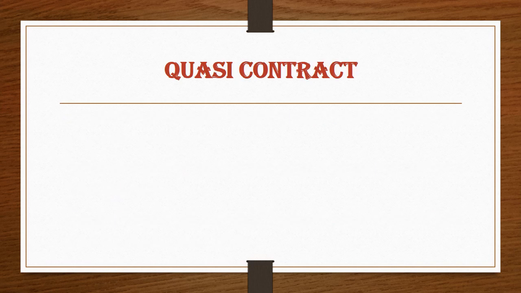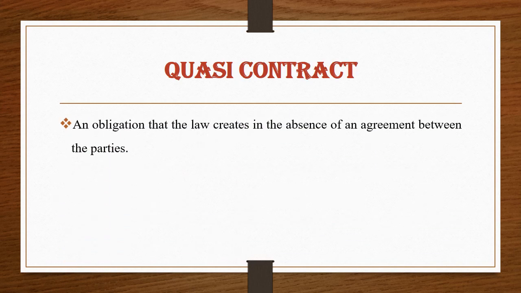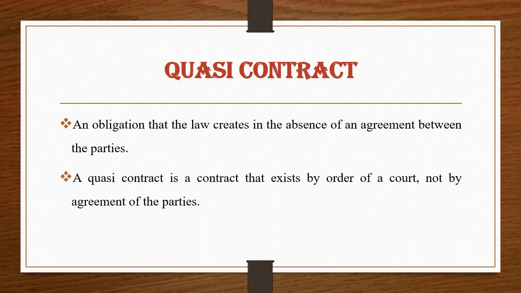Quasi contract. An obligation that the law creates in the absence of an agreement between the parties. The courts create quasi contracts to avoid the unjust enrichment of a party in a dispute over payment for a good or service. A quasi contract is a contract that exists by order of a court, not by agreement of the parties.